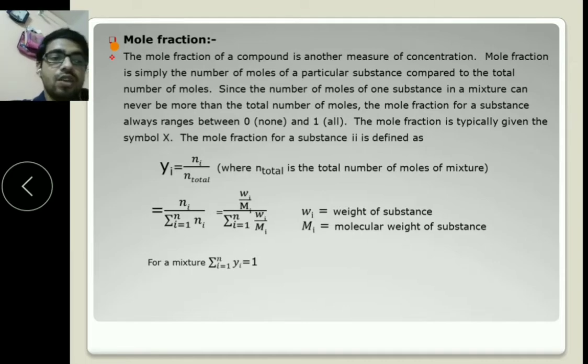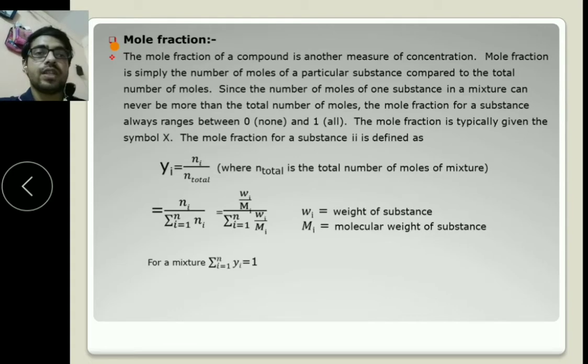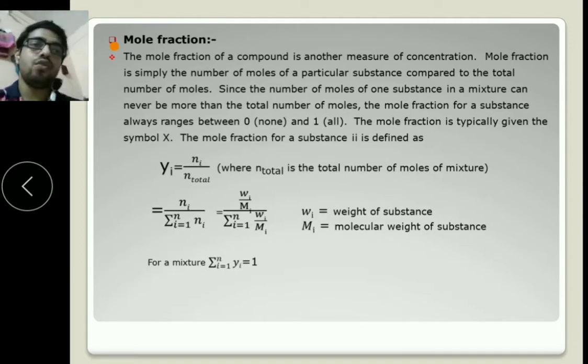Suppose in a mixture we have oxygen and nitrogen, carbon dioxide is not there. If someone asks what is the mole fraction of carbon dioxide, as there is no mole of carbon dioxide, the mole fraction is equal to 0 by total mole. So the mole fraction of carbon dioxide in that case is 0. And for a pure substance, suppose we have 100% nitrogen, the mole fraction of nitrogen is mole of nitrogen by mole of nitrogen, both are the same, so mole fraction is 1. So mole fraction varies from 0 to 1.